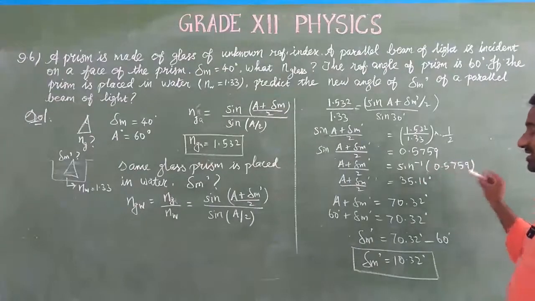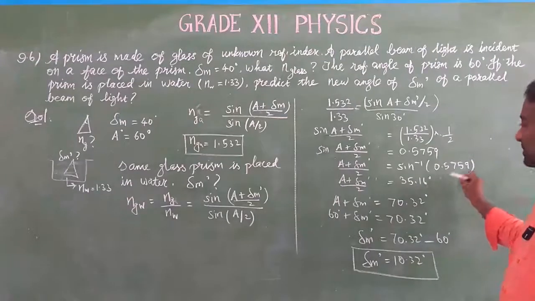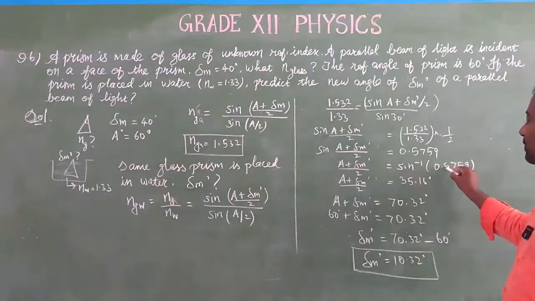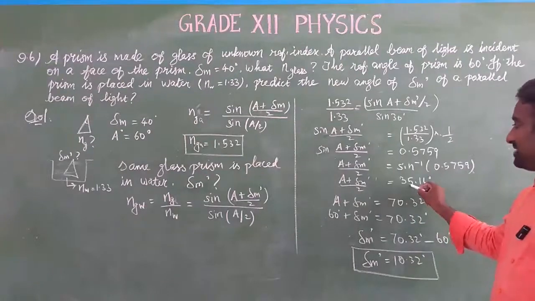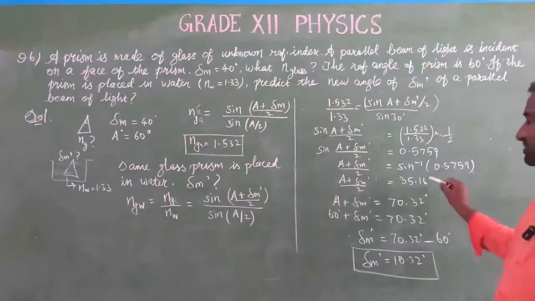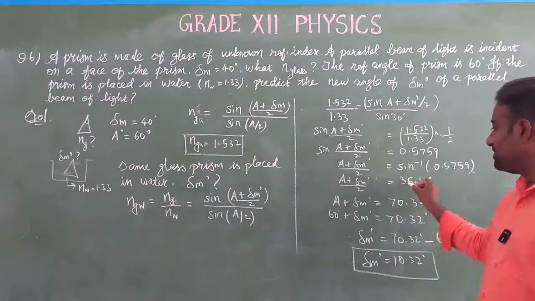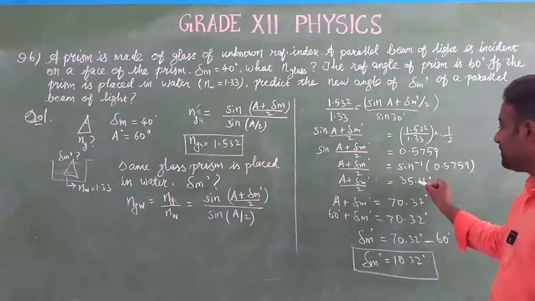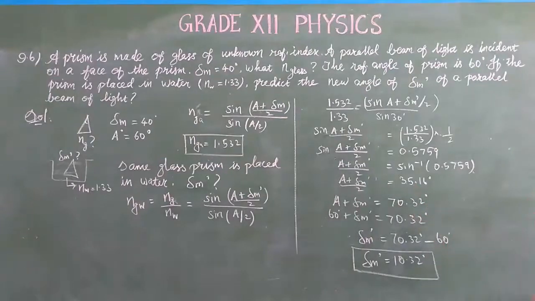So in the natural sine, straight to 0.5759, what is the angle you find? You see the angle. That is the angle 35 degrees 16 minutes, or 35.16 degrees. So (A plus delta m) by 2 is equal to this value. The 2, now you transfer to the right-hand side, and that is multiplied. So 2 into this value becomes 70.32 degrees.